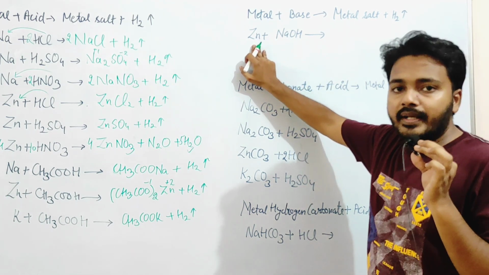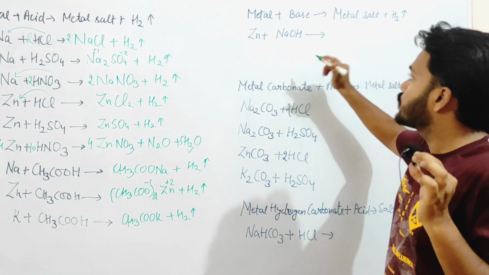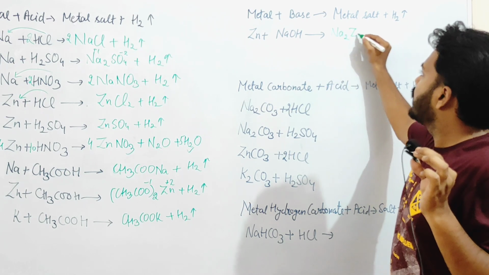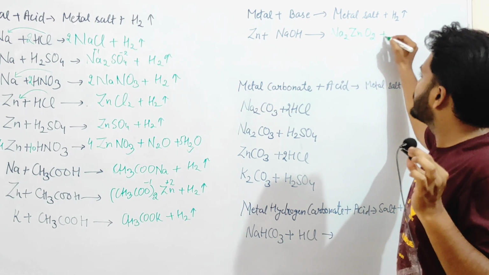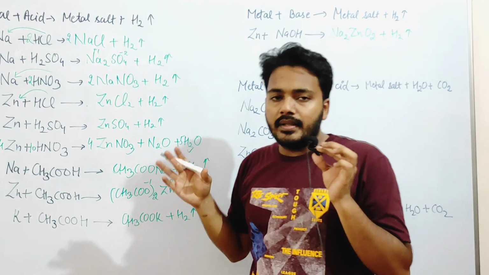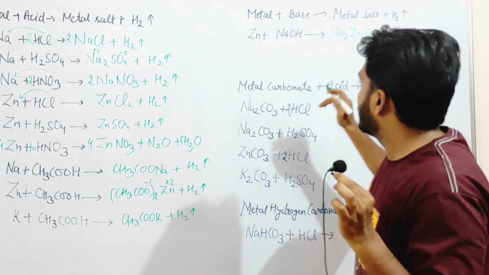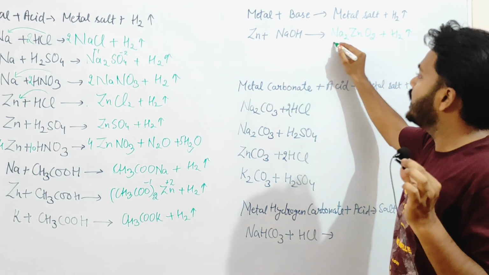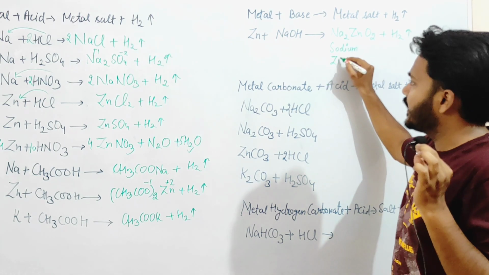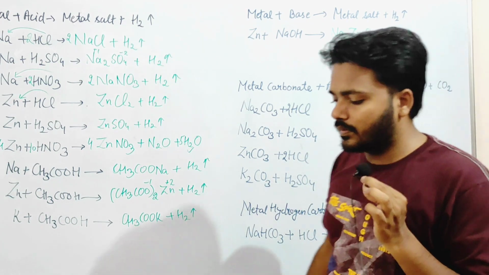Zinc is moderately reactive, sodium hydroxide is a strong base. So what will be the product? Na2ZnO2. This is the metal salt, and sometimes in the MCQs the name of this salt is also asked. So what is the name? Sodium zincate. This is the name of this particular salt.